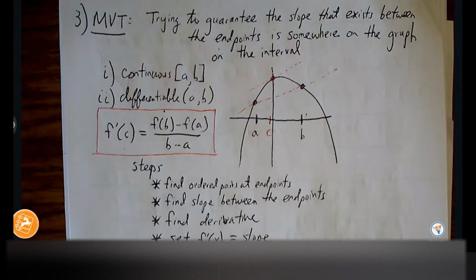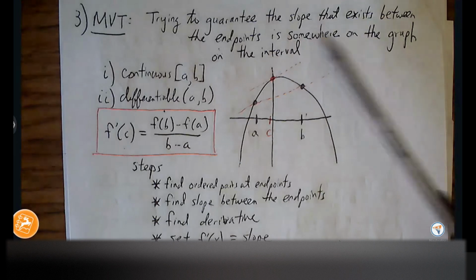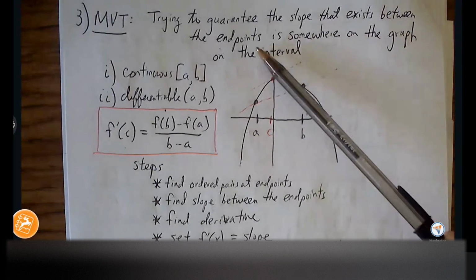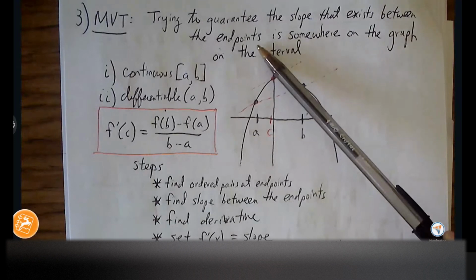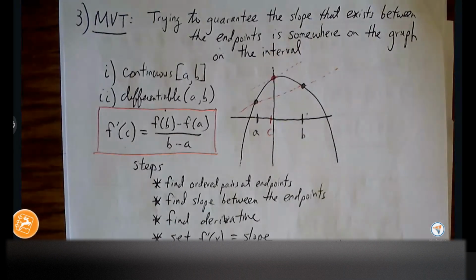Rolle's theorem is only looking for one thing, right? It's only looking for slope 0. With mean value theorem, it's more flexible. It just wants to find whatever slope exists between the endpoints. But once we find that slope between the endpoints, then that is what we're trying to guarantee.